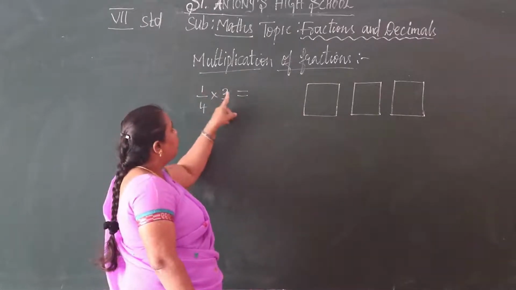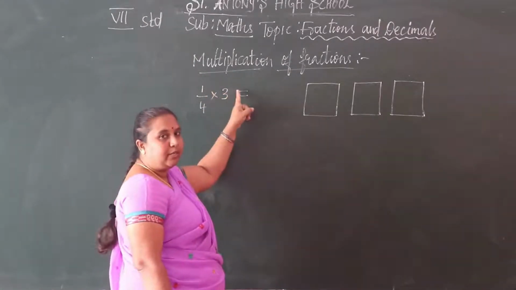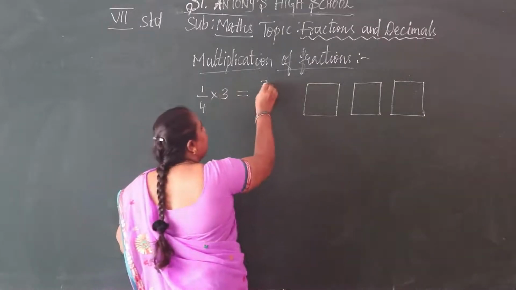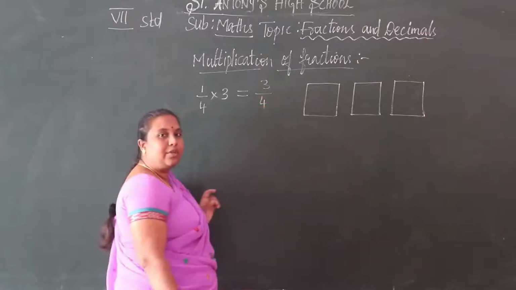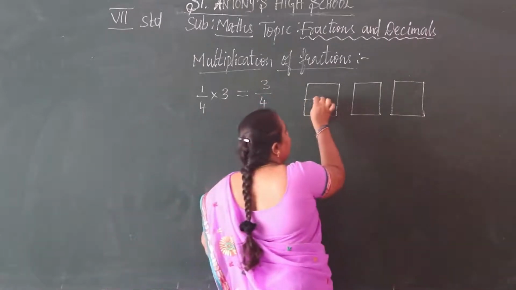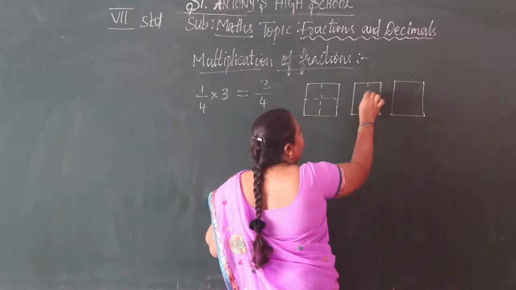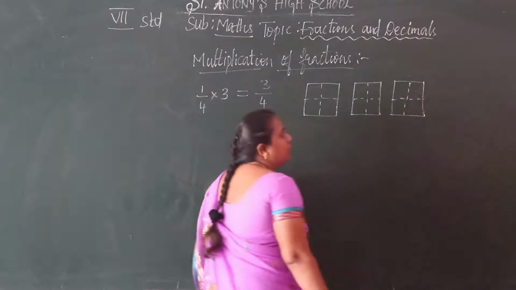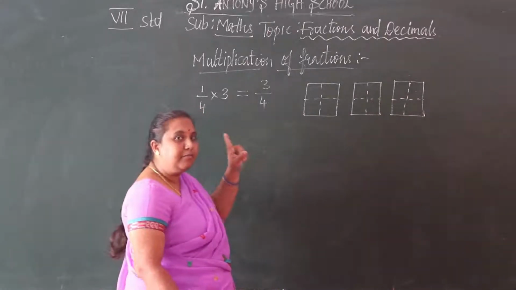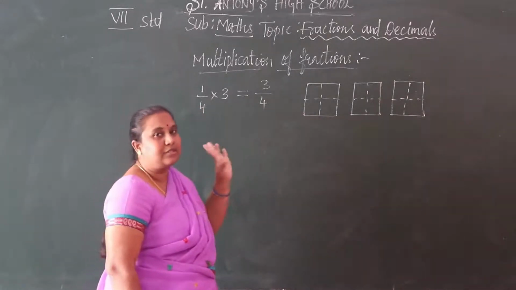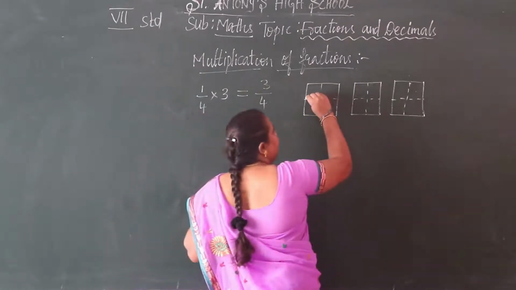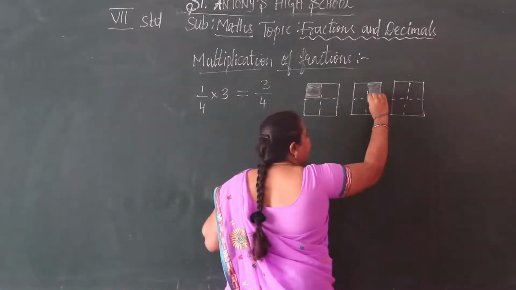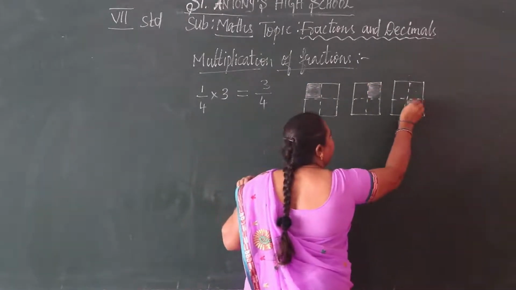And what is the result we have? See, we want to multiply only the numerators, and the denominator we can write as it is. So 3 ones are 3 by 4. We have the answer like this. Now we can divide this into 4 parts. One part of these 4 parts is shaded. So we can shade this, and in this we can shade here, and here.